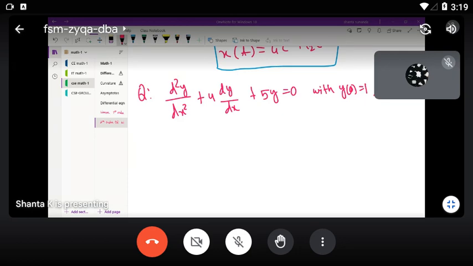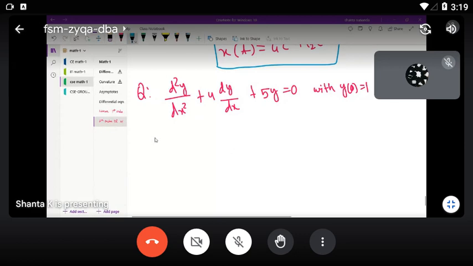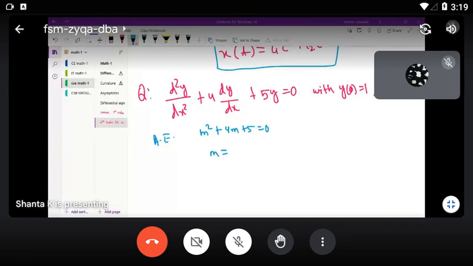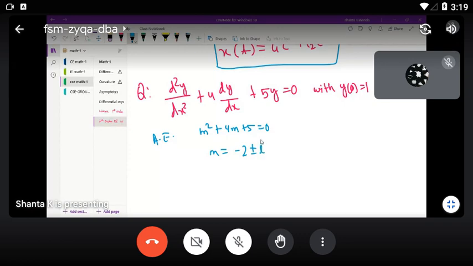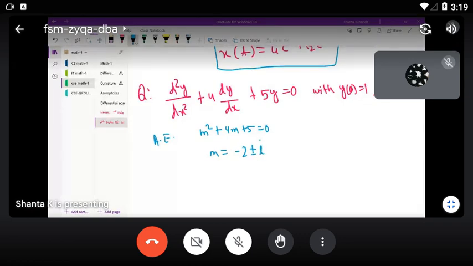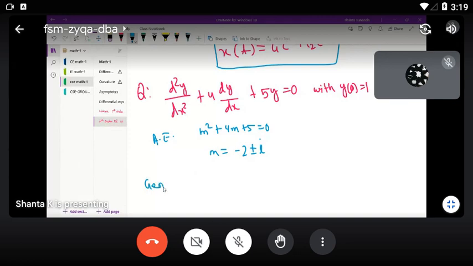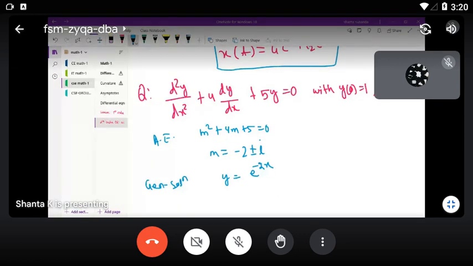So what is the solution? To find the auxiliary equation here, the auxiliary equation will be m squared plus 4m plus 5 equals 0. So what are the roots of this equation? Minus 2 plus i, minus 2 minus i. So now the general solution, y equals, here e power minus 2x you can put it. It's up to you, we have many forms. And c1 cos x.